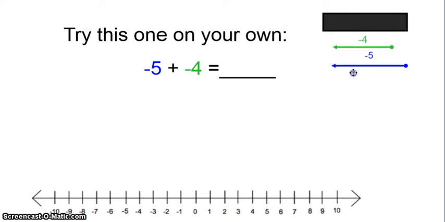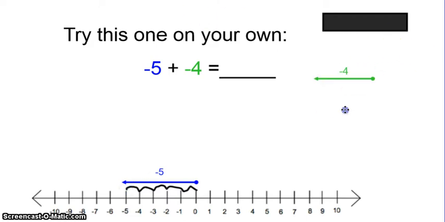Alright, so for this one, what I did is I started out with -5. We are 5 units away from 0, which is the absolute value. 5 units away. 1, 2, 3, 4, 5. And now we're adding another -4. So we're 4 units away in the negative direction, so we continue to go left. So we are doing 1, 2, 3, 4. And our final answer is -9. So we are at -9.